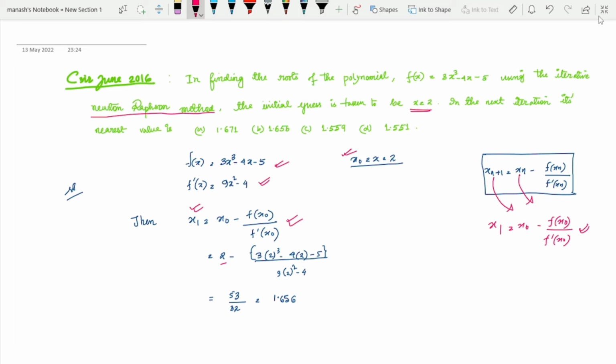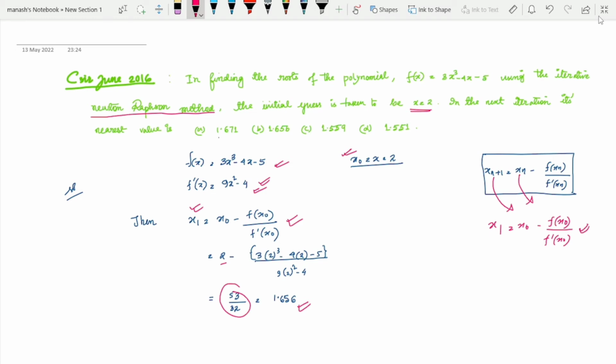F of x0 is putting the value of x0 in the polynomial, divided by putting the value of x0 in the function that is differentiated, that is 9 into 2 square minus 4. So if you solve this out, you would get 53 divided by 32, and if you solve this out, it will be 1.656. But there is one warning that you have to be very careful when you are calculating, because you cannot approximate 1.656 as 1.66, because it is already an approximation method.